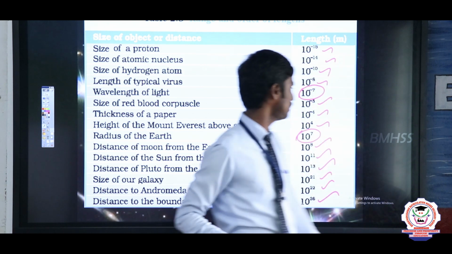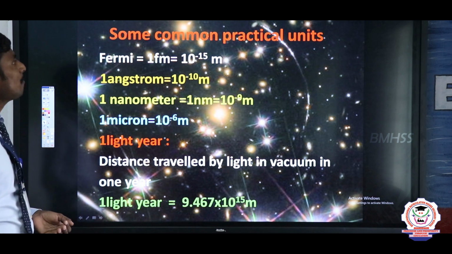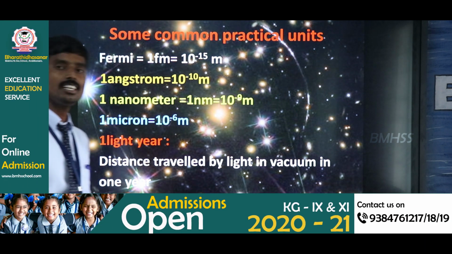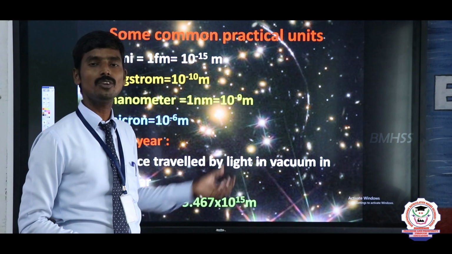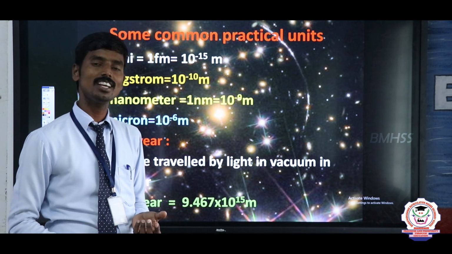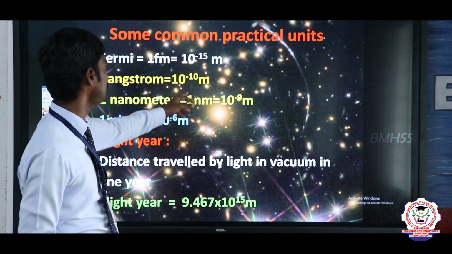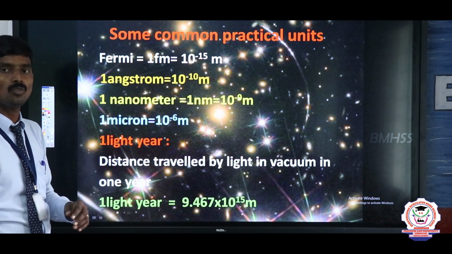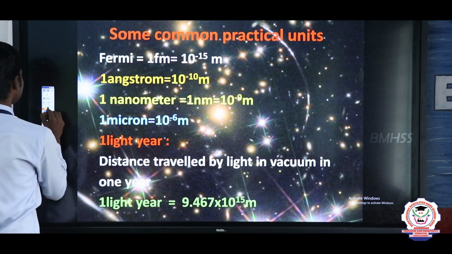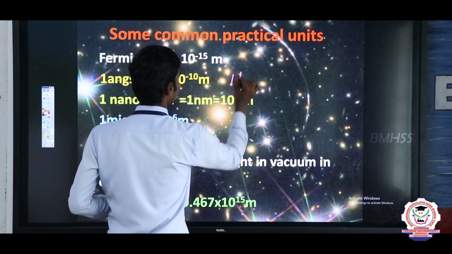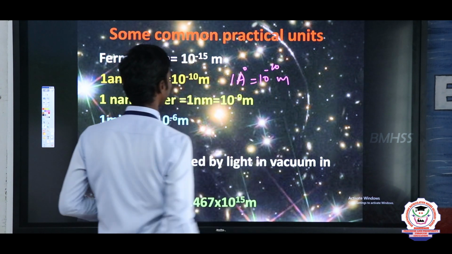The next one is some common practical units. These are very important units. 1 Fermi equal to 10 power minus 15 meter. 1 nano is nothing but 10 power minus 9 meter. Next one is 1 angstrom. 1 angstrom value is nothing but 10 power minus 10 meter. In other words, 1 angstrom equal to 10 power minus 10 meter. This is 1 angstrom value.